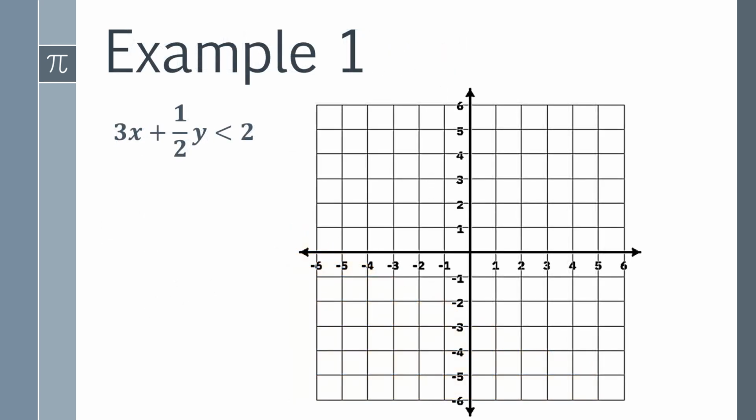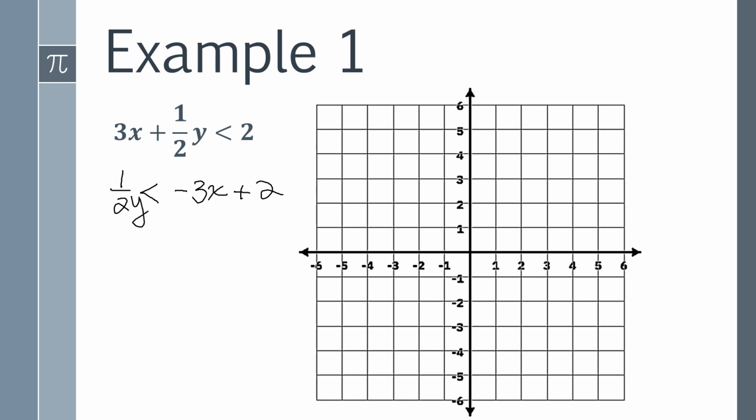Okay, so here's a little tougher one. I'm going to help you out here a little bit, and we're going to subtract 3x from each side. So I'm going to end up with 1/2 y is less than negative 3x plus 2. Let's squeeze our y in there.